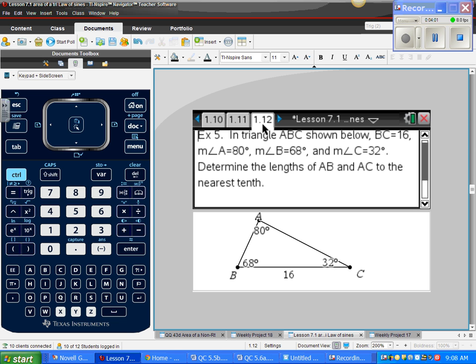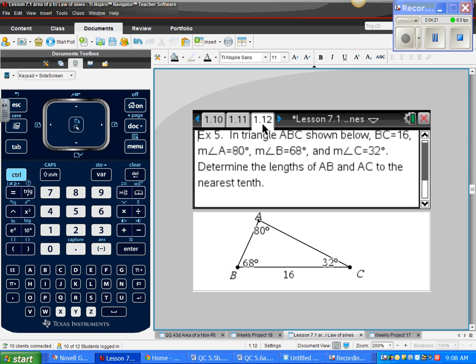Okay, now, does it matter that we're using AB and AC instead of, let's say, c and b? Does it make a difference? No. Okay, remember, our triangles aren't always going to be labeled A, B, and C. So those are just variables. You have to be comfortable with whatever there is.